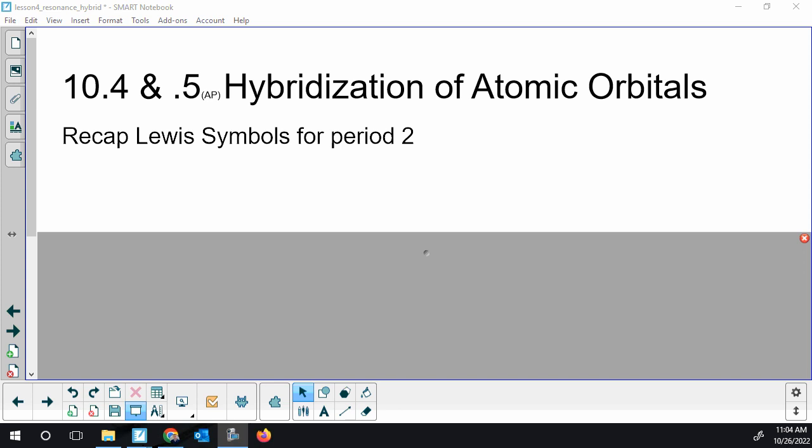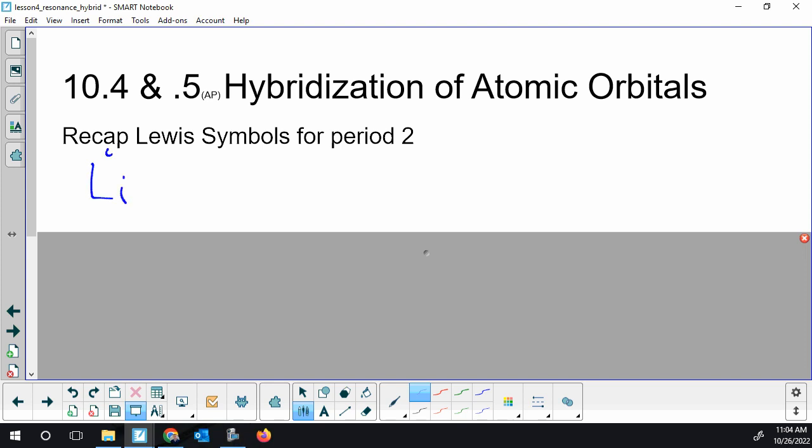So we're heading into VSEPR theory, what's coming next, predicting the shapes. What we're going to talk about today is hybridization, which is sort of the why to the shapes that we get in Chem 20 bonding. The shapes come from mixing atomic orbitals, which will predict the shape of molecules. So we're going to start by looking at Lewis symbols and then fully getting into hybridization.